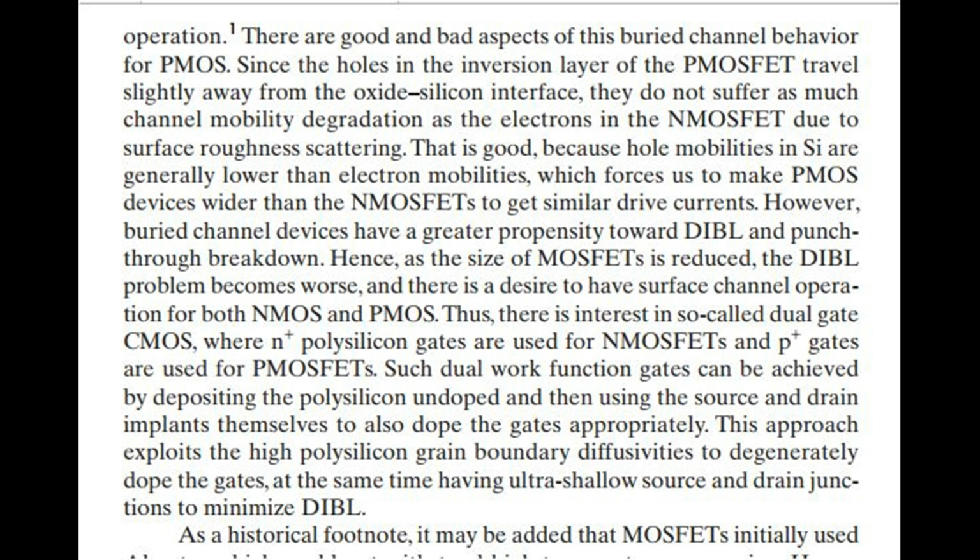Such dual work function gates can be achieved by depositing the polysilicon undoped and then using the source and drain implants themselves to also dope the gates appropriately. This approach exploits the high polysilicon grain boundary diffusivities to degenerately dope the gates, at the same time having ultra-shallow source and drain junctions to minimize DIBL.